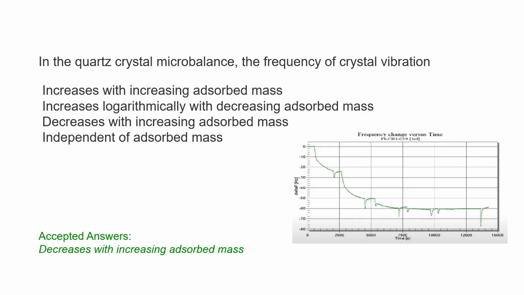Here is the next question. In the quartz crystal microbalance, the frequency of crystal vibration decreases with increasing absorbed mass. The third option would be the correct answer. As you can see in the plot as well, where delta F over time is given, with increasing mass over time, the frequency is decreasing.